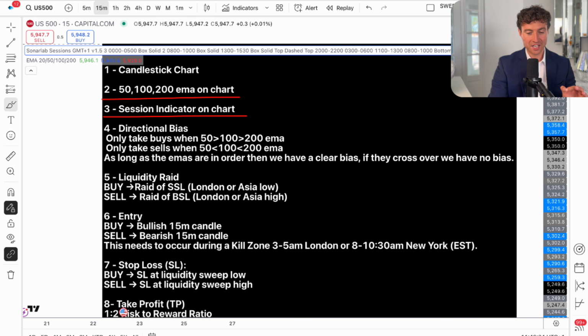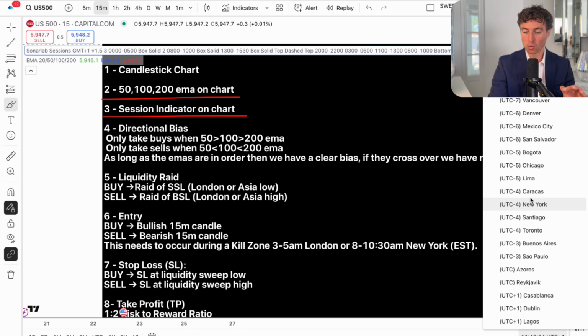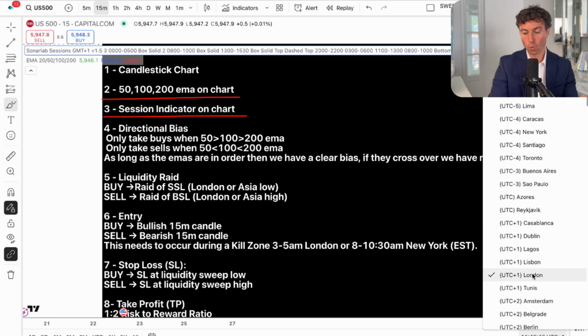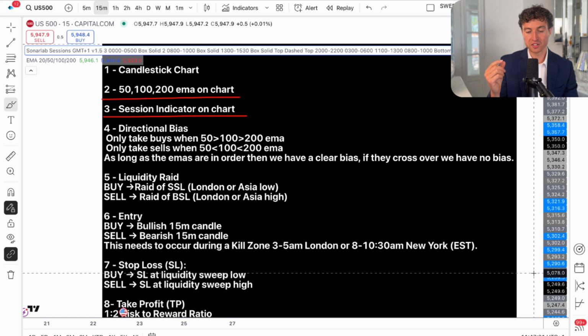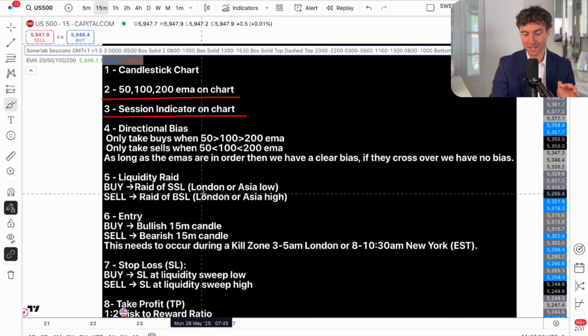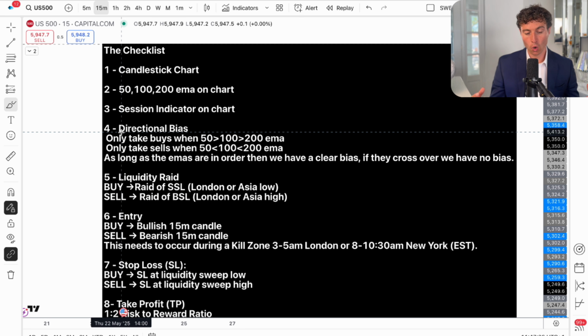If you want to change your time zone, you can simply do that by navigating to the bottom right of your screen. And you can amend this to whatever time zone you want. So whether you want New York, London, whatever you want, you can just amend it accordingly here. And so the session indicator will automatically amend. So that's the only 2 indicators that we use for this system. You don't need hundreds of indicators.